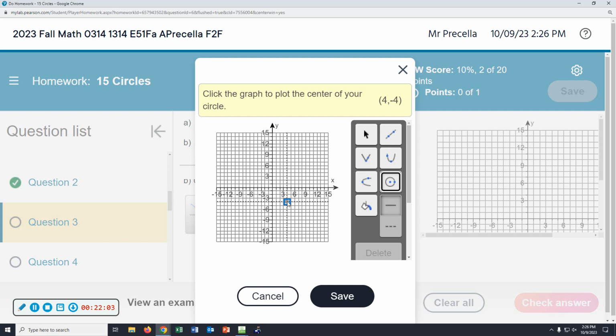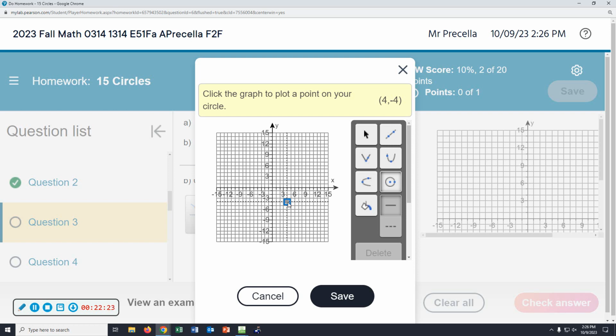Is that the center? Now we click it. And what's the radius? 7. So we're going to have to count 7 units, either up, down, left, or right. It doesn't matter. The way the thing moves, you'll still get the same graph. I think I'm going to count 7 units to the right.